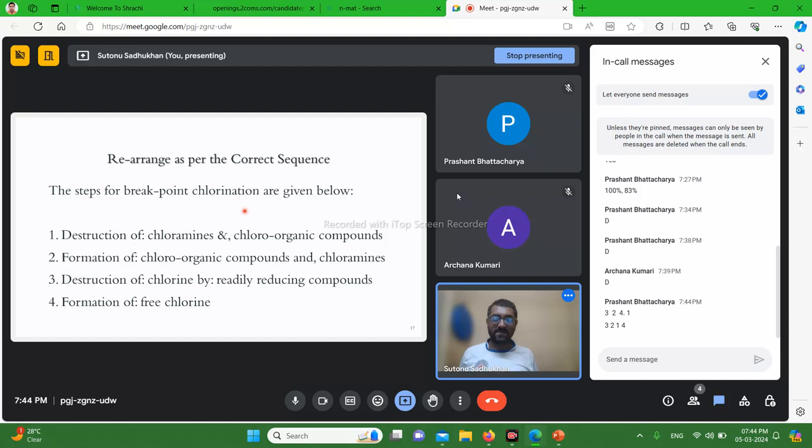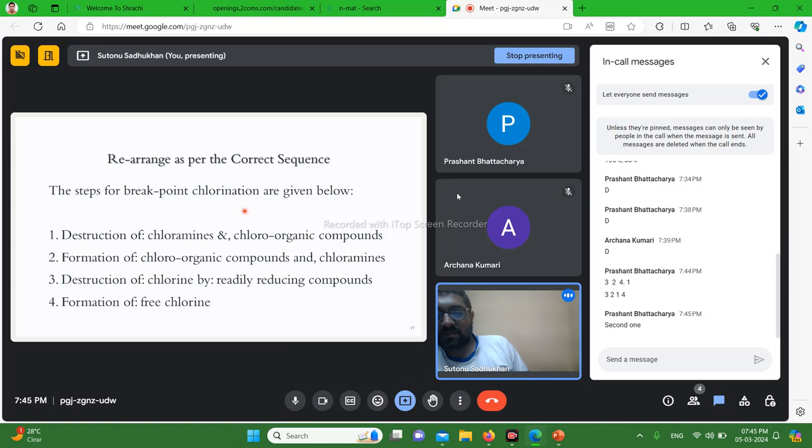Which one, Prashant, do you think is correct? Prashant has given 2 answers: 3, 2, 4, 1 and 3, 2, 1, 4. Archana, which one of these two do you think is correct? Second, okay. I understand that Prashant corrected his earlier answer. Archana, what do you think about Prashant's answer? We are just 3 only. You can just unmute yourself, and both of you can switch on your video camera also if you feel comfortable. Otherwise, no hard and fast rule.